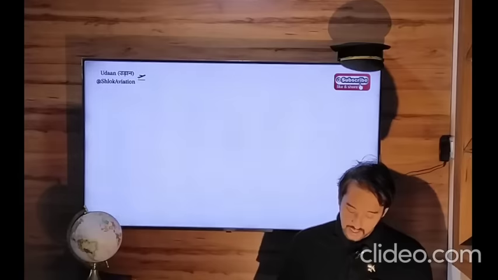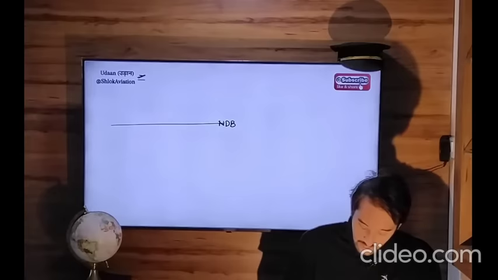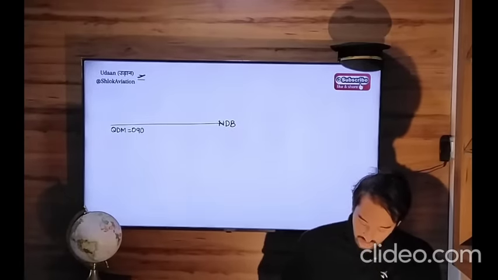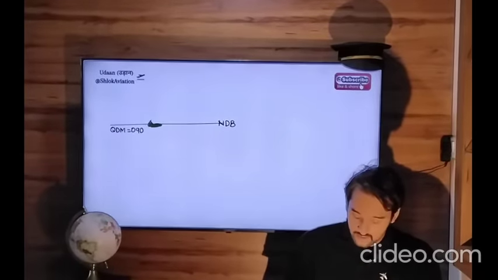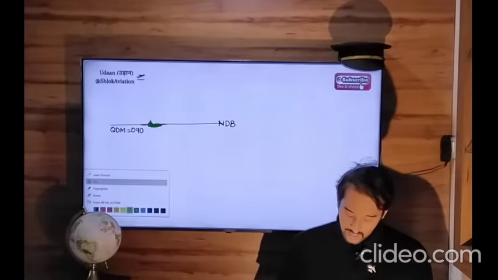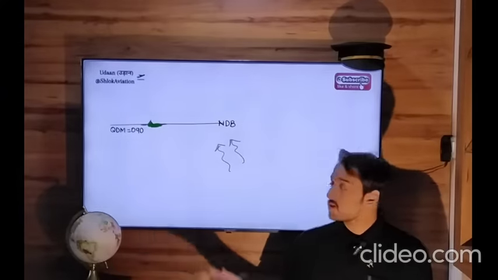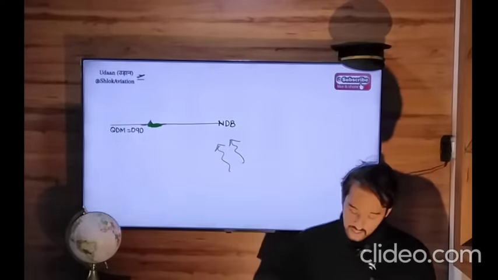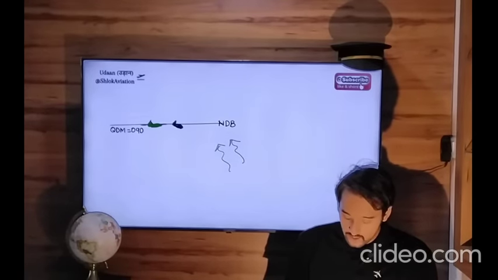Now the next example I am taking is, this is your NDB station, same QDM 090 is your inbound track. You are flying towards the NDB, and your aircraft is properly aligned with the track. Previously we had winds coming from left. Now I'm putting winds which are right crosswinds. So now this right crosswind will push your aircraft to the left hand side. So to avoid that, you will have to point your aircraft into the wind, the longitudinal axis of aircraft into the wind.